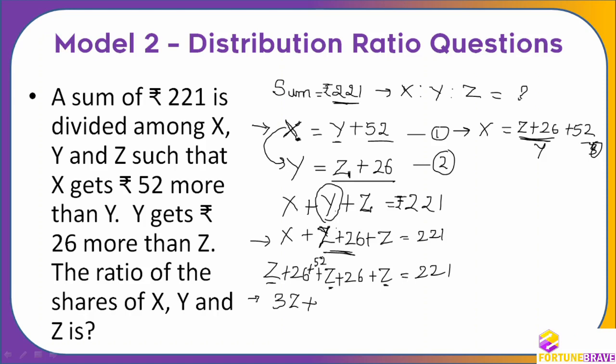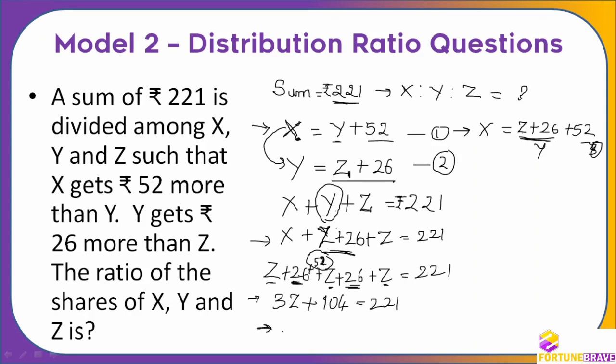If you can adjust, please pardon me and adjust here, because if I again remove 26 plus 52, because x is equal to what? Z plus 26 plus 52. So 26 plus 26 is again 52. 52 plus 52 is 104. Are you getting my point? 26 double is 52. 52 plus 52 you have to add. Right? So it will be what? 3z plus 104 is equal to 221.